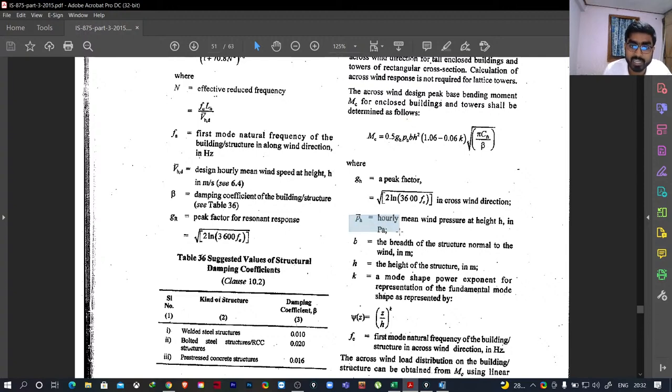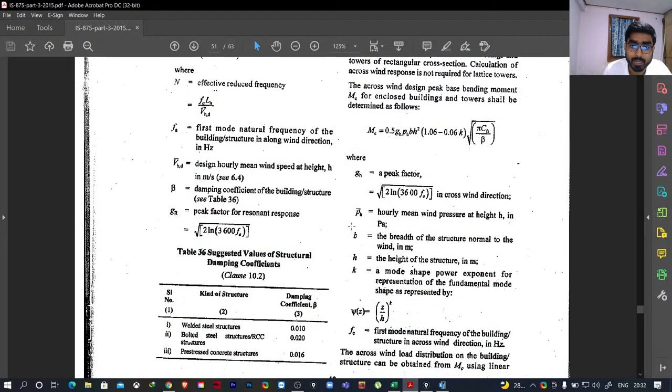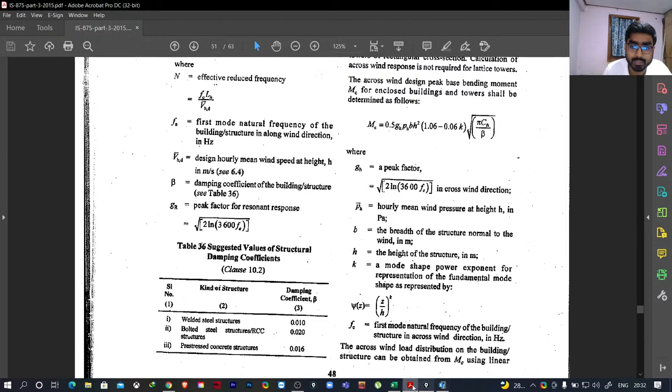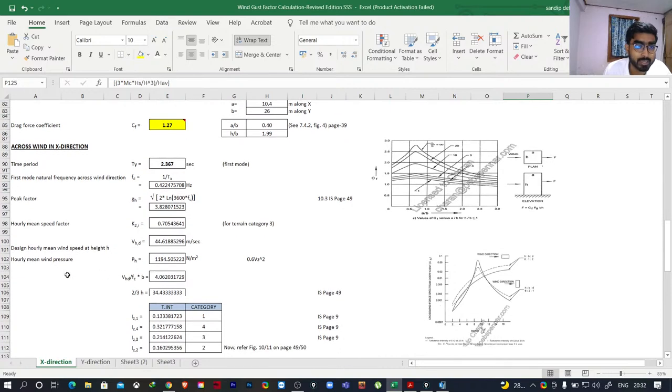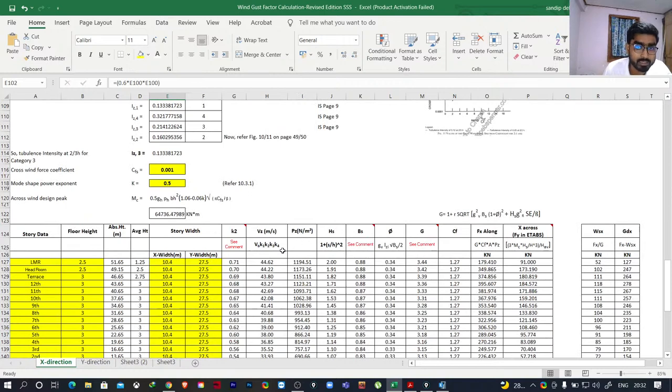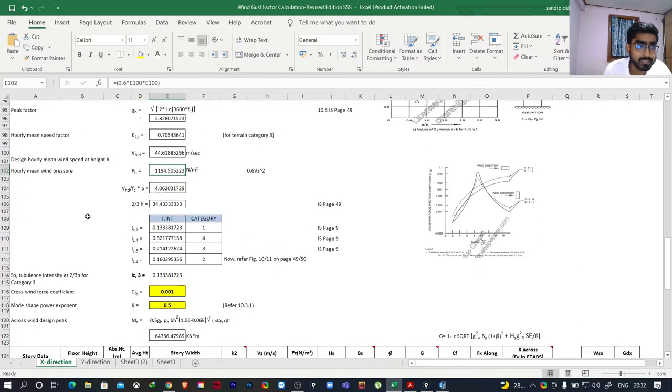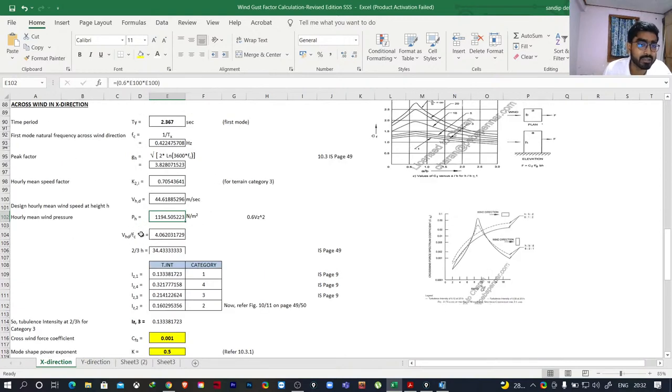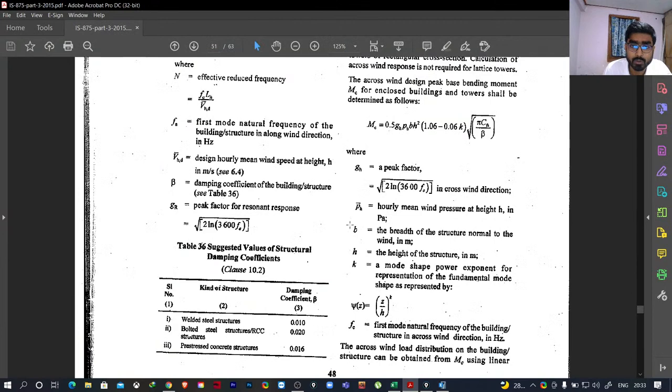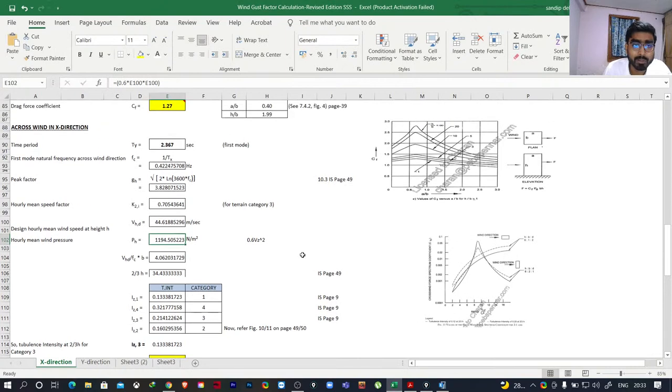Then we have this pH, hourly mean wind pressure at height h in Pascal. I will show you how to find out the pH. See here, the pH, hourly, if I write it here, 0.6 Vz square, obviously. Actually, this is the Pz only. Just to add, as we are finding out for across wind, they have just changed the name to pH. Otherwise it will be the same, as we are considering all the same values. Then we have the B, breadth of the structure normal to the wind. So now it is about across wind. So if you see here, in that case, this B value will be this one.